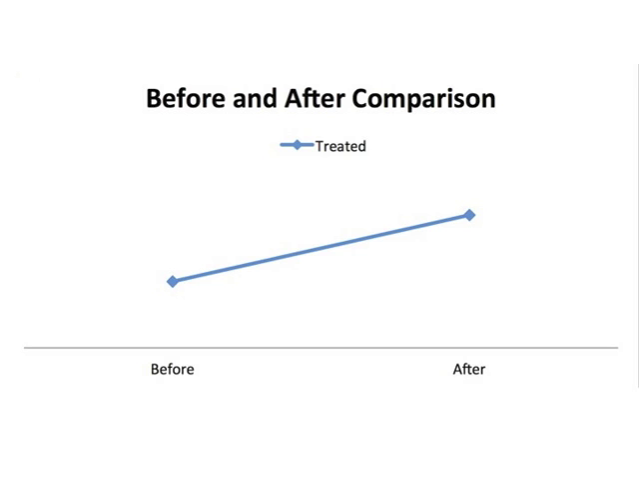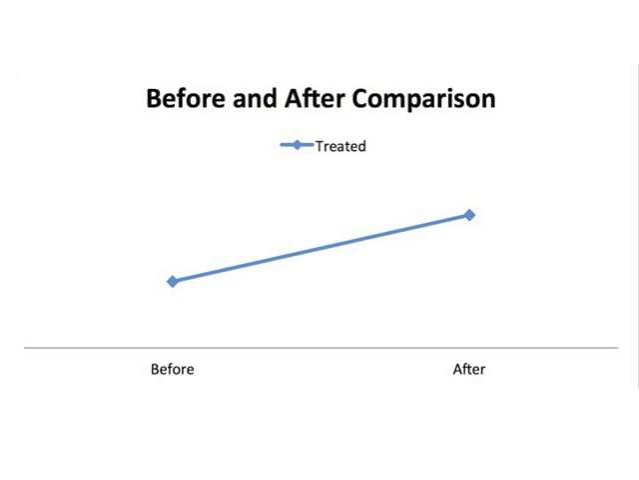Another common mistake is to simply compare the outcomes of participants before and after a program. Here, we'll look at why this doesn't give us an accurate picture of what's really going on. Assume that the vertical axis represents some outcome we're interested in, like income, for example. We measure this once before the individuals participate in the program, then again after they've completed the program.